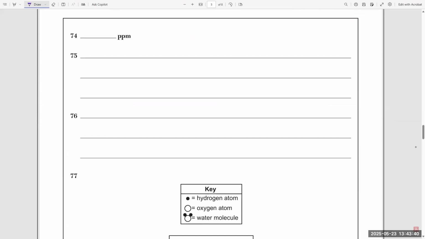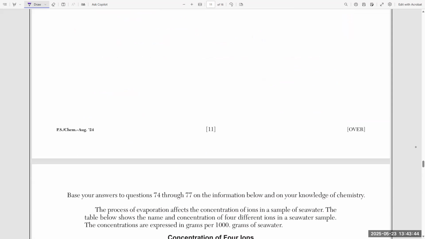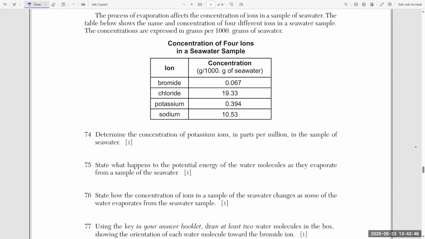Ooh, look at that, ppm, right? You know there's an equation for that, right? All right. The process of evaporation affects the concentration of ions in a sample of seawater. The table below shows the name and concentration of different ions in a seawater sample. Concentration is expressed in grams per 1,000 grams of seawater. All right, let's take a look. Determine the concentration of potassium ions, that's this guy, in parts per million in the sample of seawater.